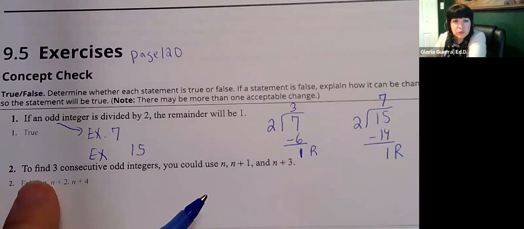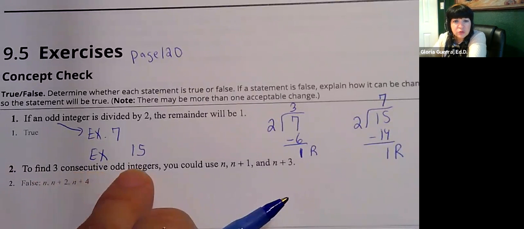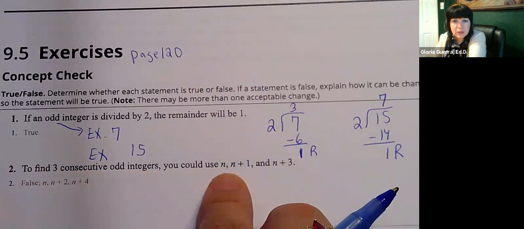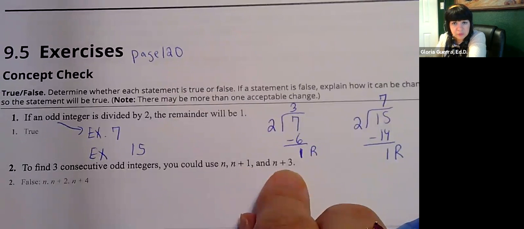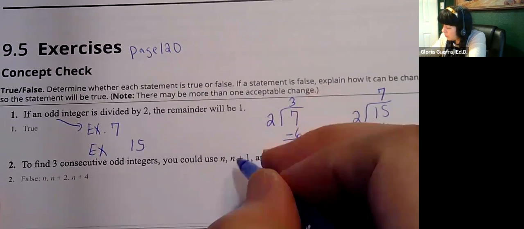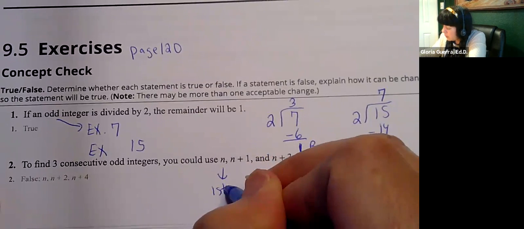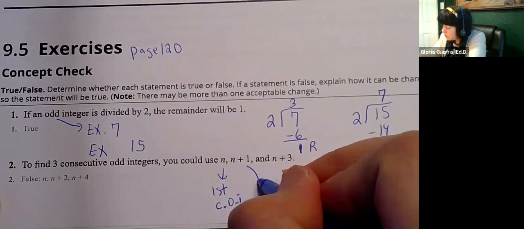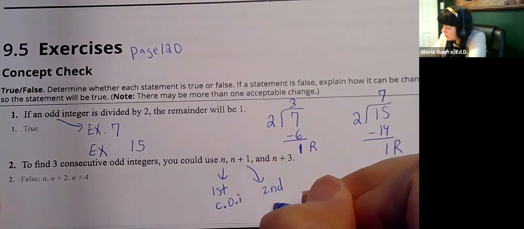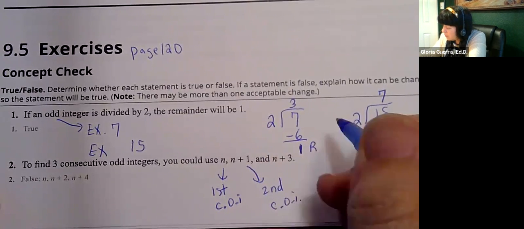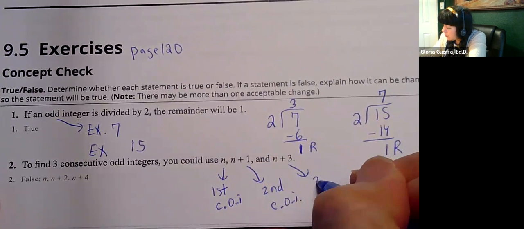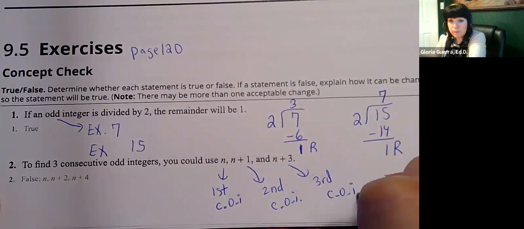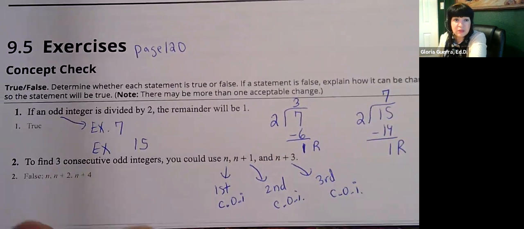Okay, this one. To find 3 consecutive odd integers, you should use this vocabulary: n, and then n plus 1, and then n plus 3. So they're saying that n would represent the first consecutive odd integer. They're saying n plus 1 would represent the second consecutive odd integer. And they're saying the third should be represented, n plus 3, as the third consecutive odd integer. Okay, and right here, the book is saying that that's false.